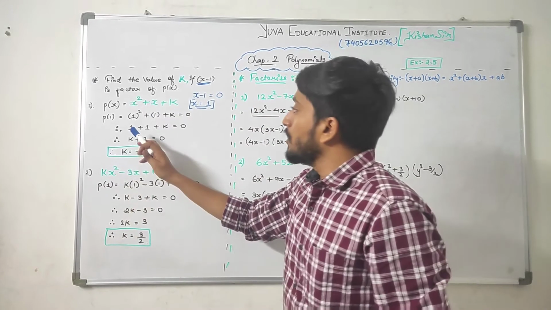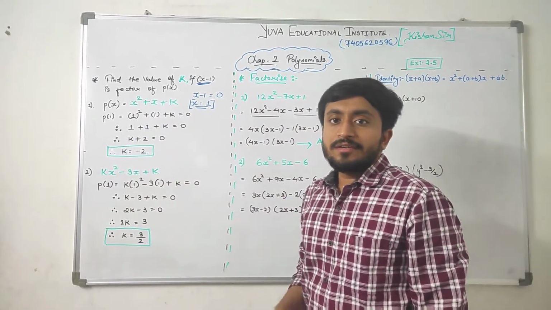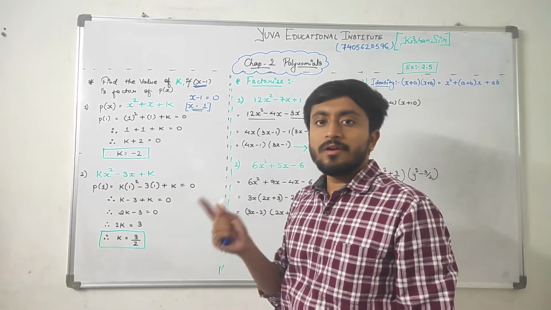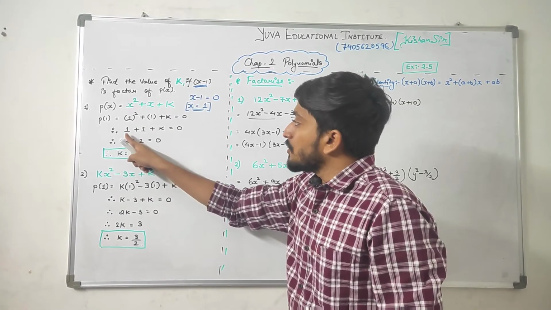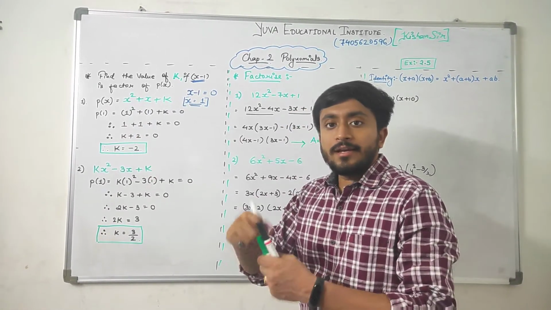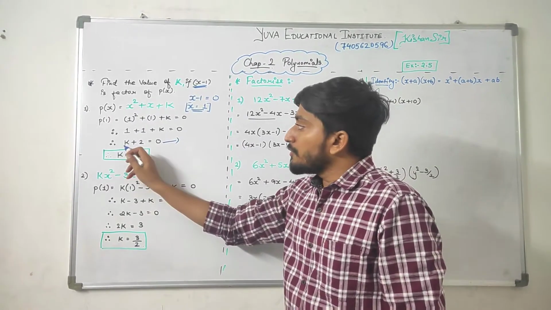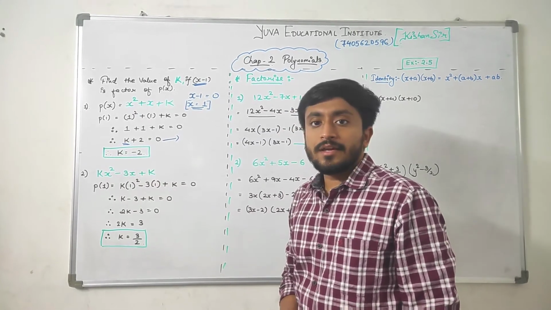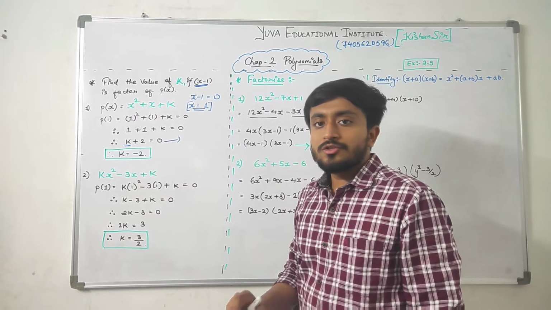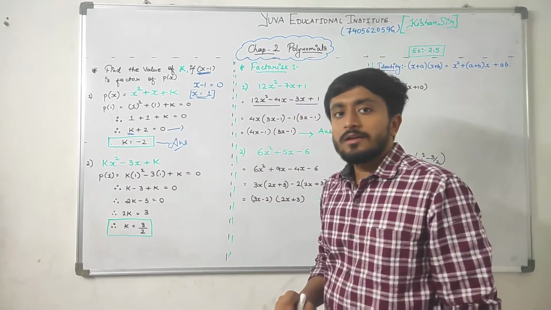Then 1 plus 1 plus k, because at present we don't know the value of k, we have to find the value of k in the given polynomial. Solve this, 1 plus 1 that becomes 2. So finally we'll get k plus 2 is equal to 0. Now if you want to find the value of k, make k the subject. So we finally get k is equal to minus 2. This is your answer.